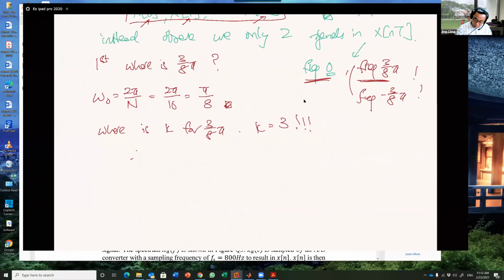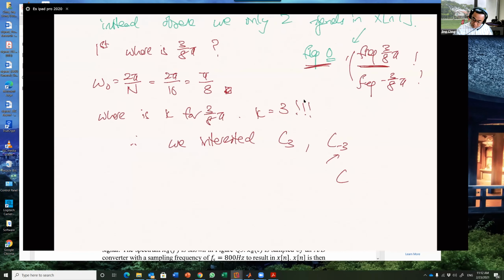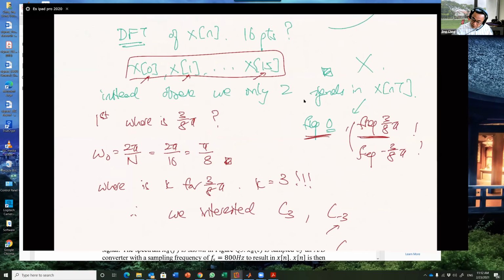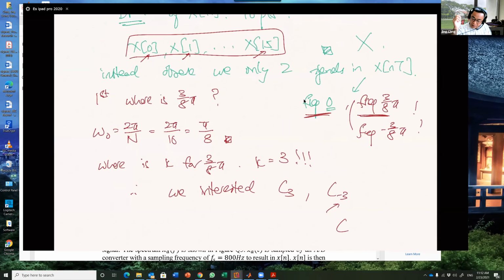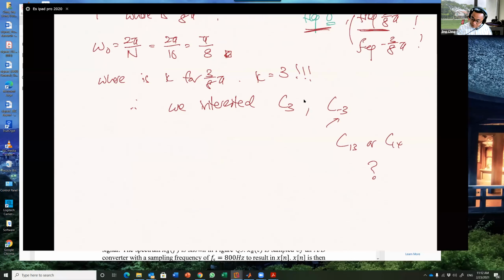So, therefore, we are interested in C3 and C minus 3. Actually, where is C minus 3, guys? C0 to C15. So, I think it's C15, 14, 13. I always get confused here. Is it C13 or C14? C minus 3 and C3 is easy. Okay, guys, go and figure it out.